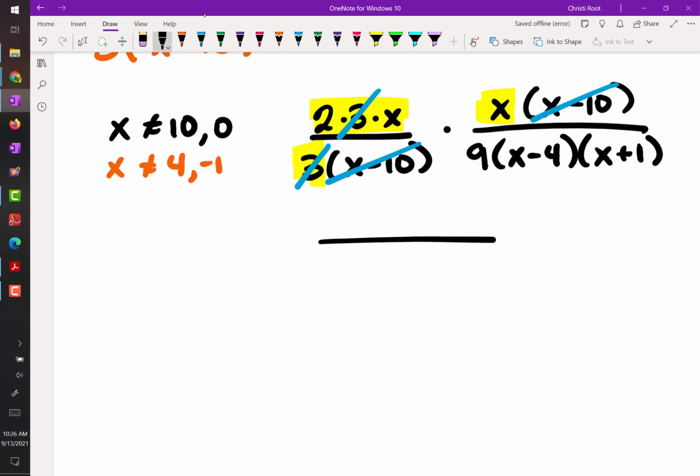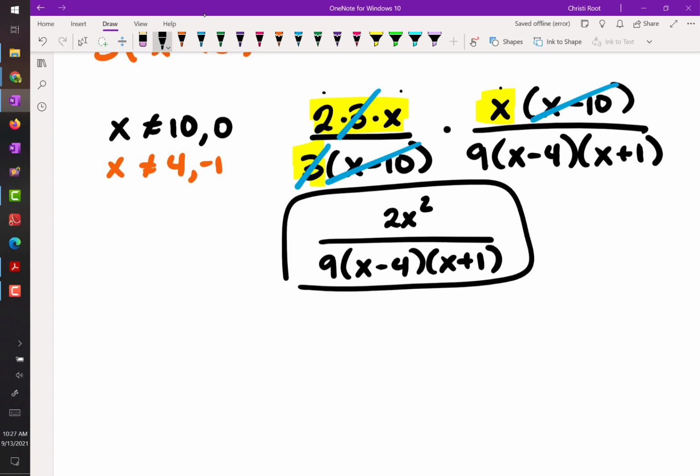I'm going to simplify monomials. So 2 times x is 2x squared. And then that 9's going to hang out. So is x minus 4 and x plus 1. Final answer.